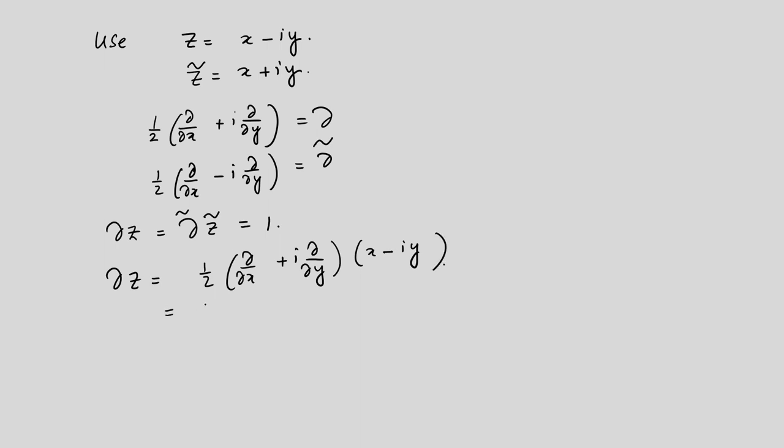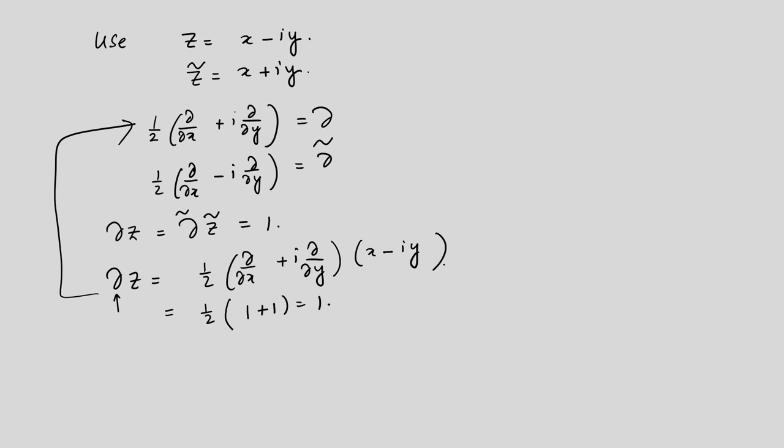And this will be half, ∂/∂x of x will be equal to 1, and ∂/∂x of iy will be 0, and i ∂/∂y of x will be 0, and ∂/∂y of that will be equal to 1, but then there is a minus i squared, so that will give you a 1 and this will give you a 1. Okay, then you can check for the other one as well. So this ∂/∂z is an operator of the form that we have shown here, acting on z will give you 1 and so on.